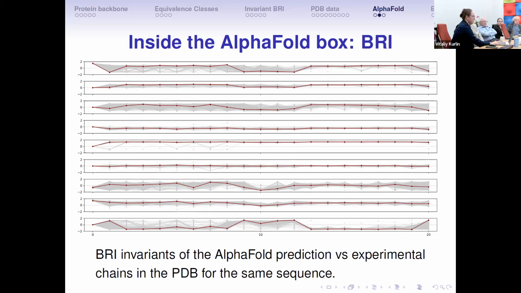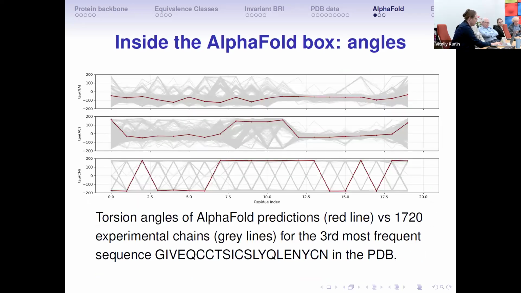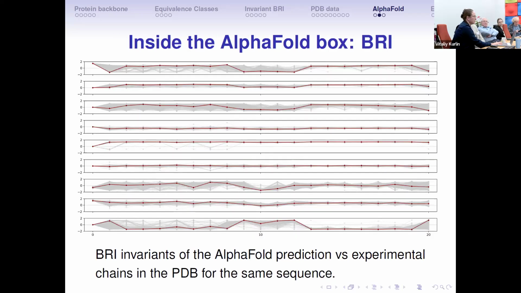Sorry, are the grey ones different models of this? The grey ones are experimental PDB structures. Okay. And we have lots of them, because I've chosen a sequence that is present in the PDB quite frequently, approximately 2,000. Okay, so grey is experimental, red is a single AlphaFold prediction.